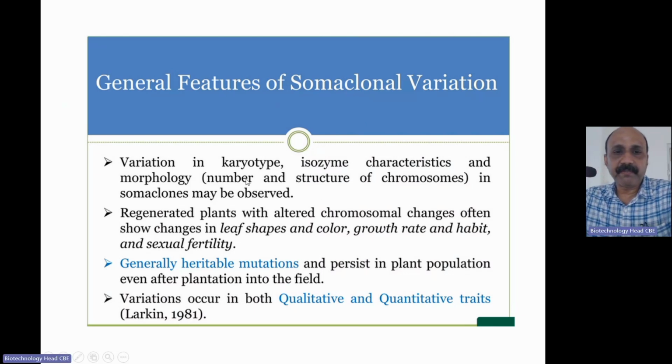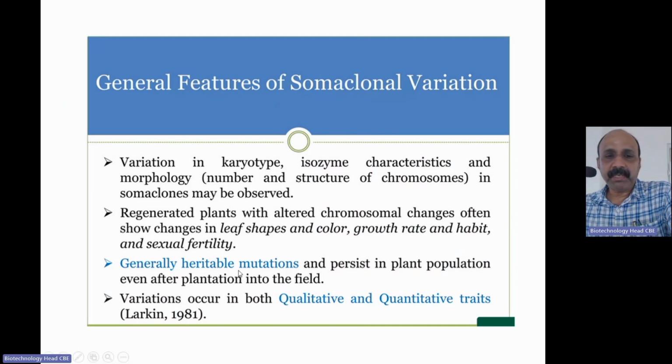So the general features: variation in the karyotype. Karyotype is the DNA content, the isozyme characteristics, morphology, the number and the structure of chromosomes. This can be readily observed in these somaclones. These are all the selectable properties, how we can select it, either in the media or just by looking at the chromosome structures. We can select such chromosomes and regenerated plants with altered chromosomal changes. They show changes in leaf shape, color, growth rate and habit, and sexual fertility. So these are the characters from which we can select those somaclones.